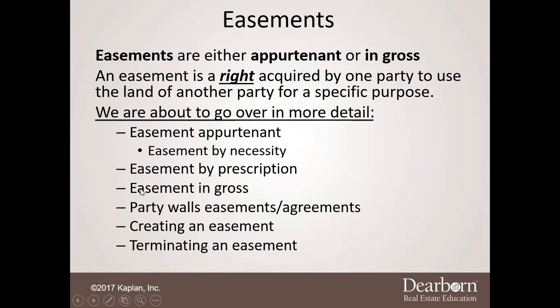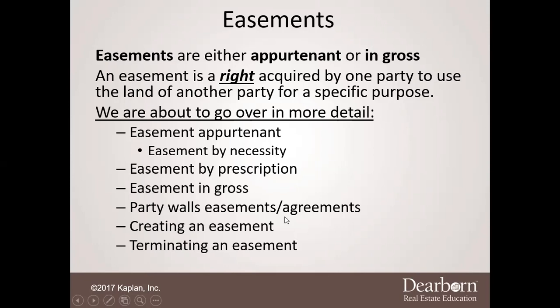Now, we're going to go over the easement by prescription, which we already went over before, but we're going to go over it again here in a little more detail. The easement in gross, we just went over that. That's a utility easement. We're going to go over an easement by necessity, which falls under the easement appurtenant. We're going to talk about party wall agreements and how to create or terminate an easement.